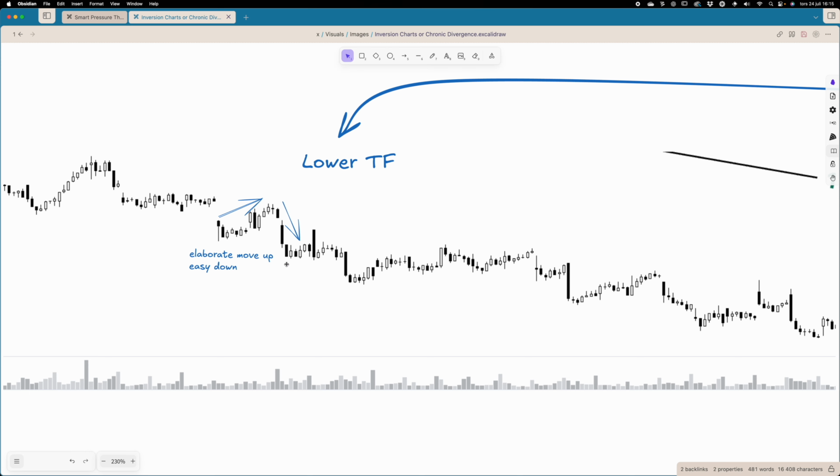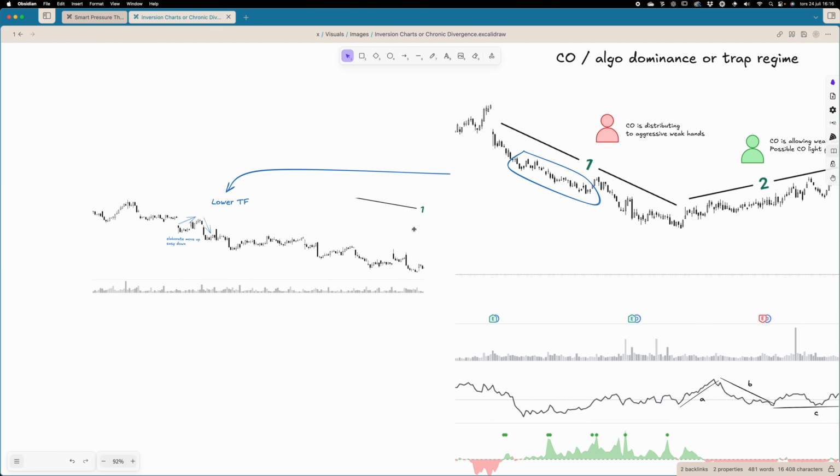How that gets generated is that the weak hands are buying and the CEO is selling into that. When there are no more buyers left, very few sell market orders are needed to push the price down. This is why you also see all these gaps to the downside. So that's something to keep a lookout for.